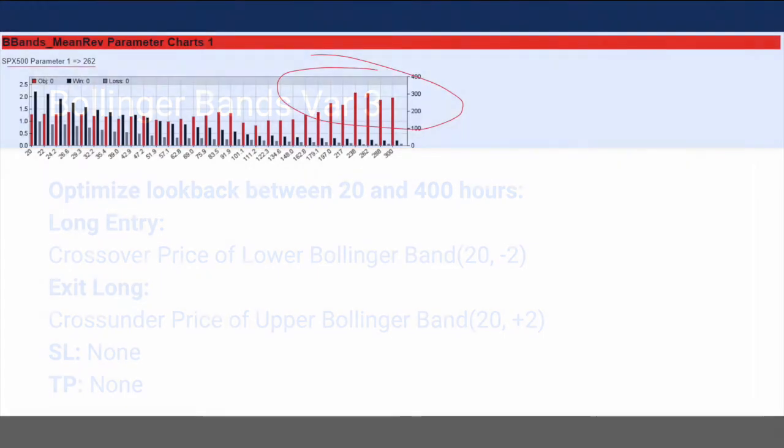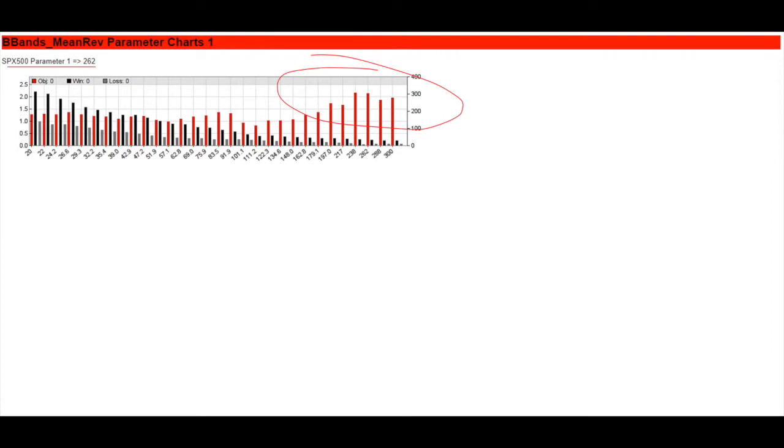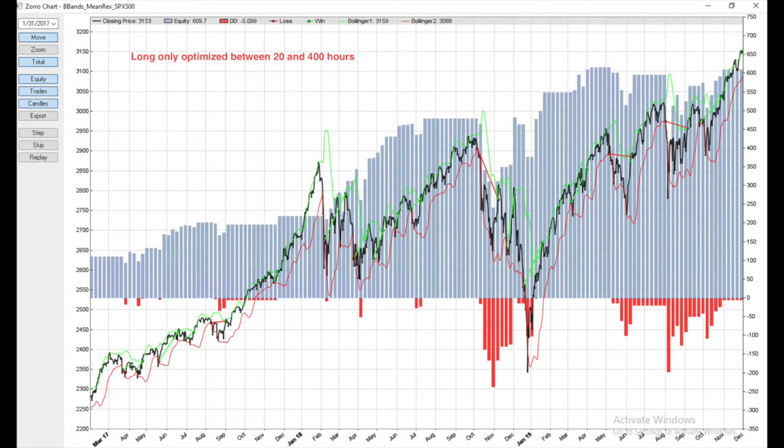So we notice that the algo has identified a stable area around 250-260 periods where the profit factor is consistent. That means a small change in the lookback period is not going to affect the results too much. It also means that the bands are a lot wider and we're going to get fewer signals to enter trades. So let's look at the results.